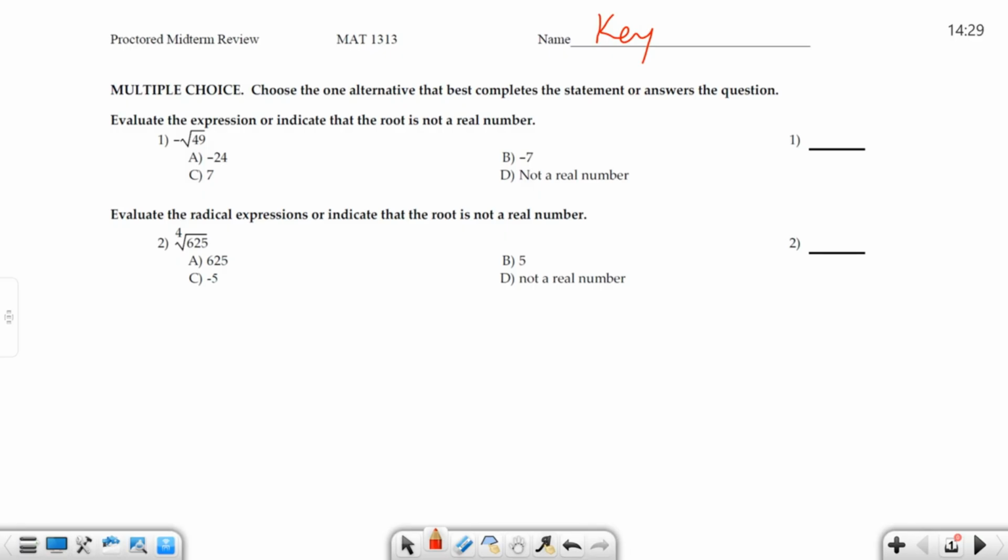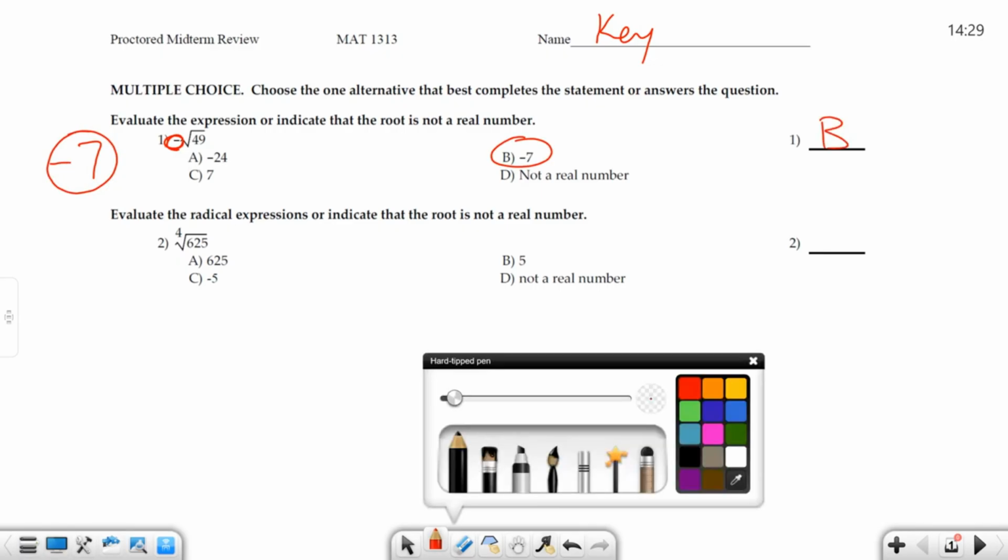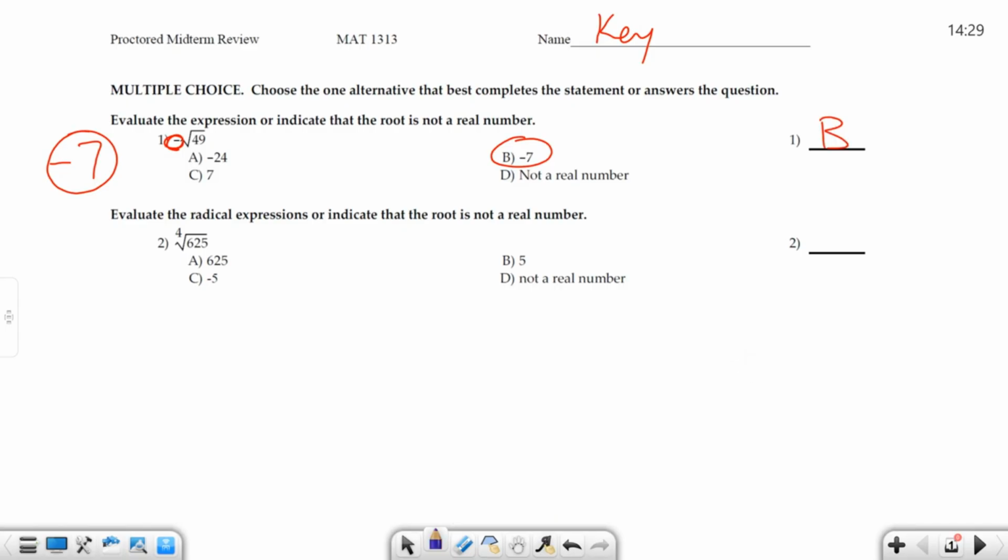Evaluate the expression or indicate that the root is not a real number. Notice here the negative is outside the radical. That means you're going to take the square root of 49, which we know to be 7. The square root of 49 is 7, and then what's out front? The negative. So you're going to put the negative in front. So negative 7 is your answer, which is going to be answer choice B. Answer choice B there. Negative 7.